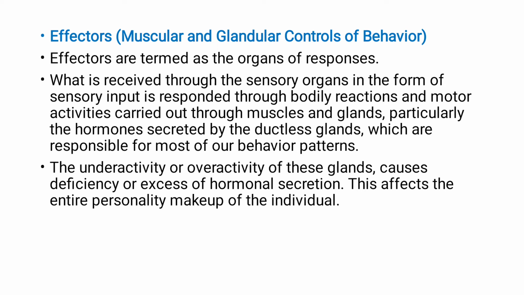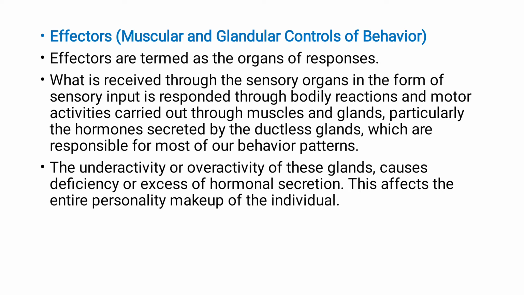Next is effectors. Till this time we have seen the receptors. Now we will see the effectors, that is the muscular and glandular functioning. The effectors are termed the organs of response. Once your sense organs have seen something, it is perceived by the brain, and the immediate action will be taken by your muscles as well as your glands, as I have told earlier. What is received through the sense organs is perceived, and the action takes place by means of your muscles or glands, which exhibit as your behavior.